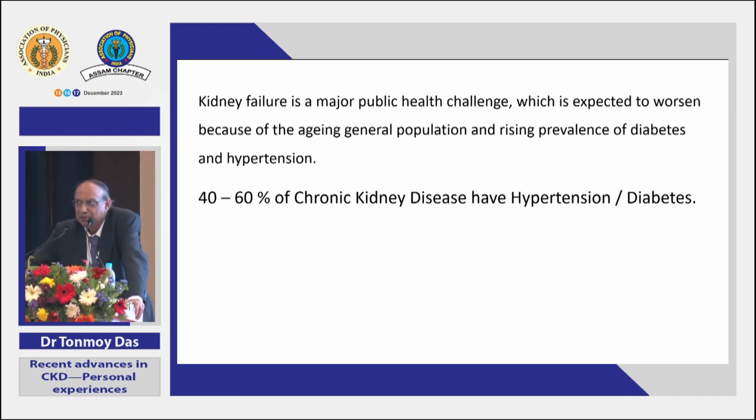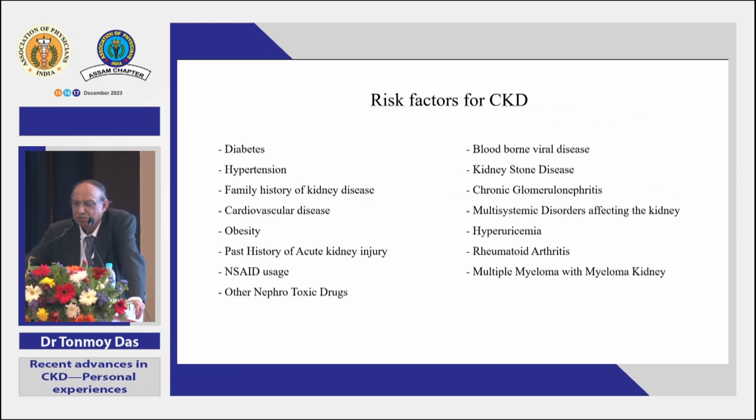So diabetes and hypertension have become the two major causes of chronic kidney disease worldwide, and that is also in our state. Now all these we are all aware: diabetes, hypertension, family history, obesity, past history of kidney disease, nephrotoxic drugs, kidney stone disease, glomerular nephritis, and most important from the perspective of the physicians, the multisystemic disorders which affect the kidney: rheumatoid arthritis, hyperuricemia, multiple myeloma, all will have kidney effects.